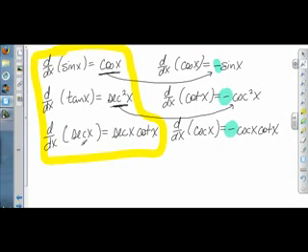If you know the derivative for secant of x, oops, that's wrong. That's secant of x times tangent of x. That will make a difference. There we go. If you know the correct derivative for secant of x, then you're going to know the derivative for cosecant because it's the cofunction.